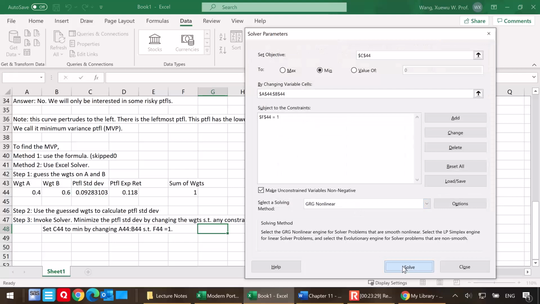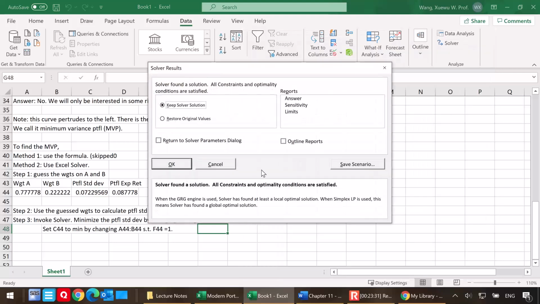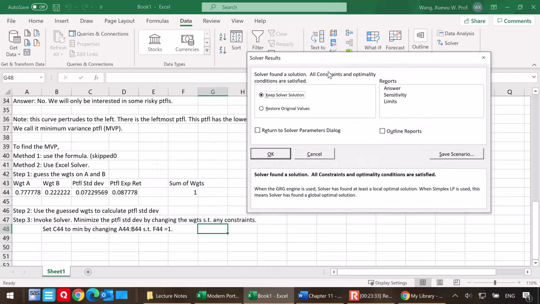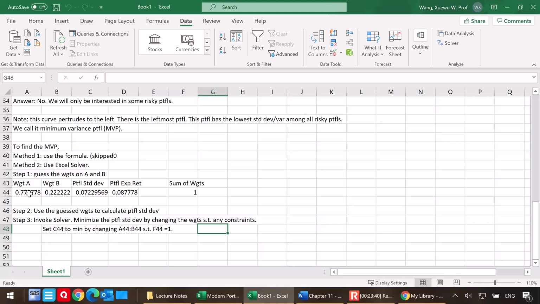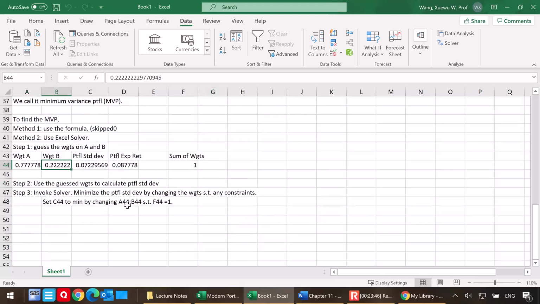I can click solve here, and the solver says I found a solution. If you just want to have the lowest risk using these two risky assets, you can do that. So approximately 78% in A and 22% in B. If you do that, this is going to be providing you with the lowest risk.